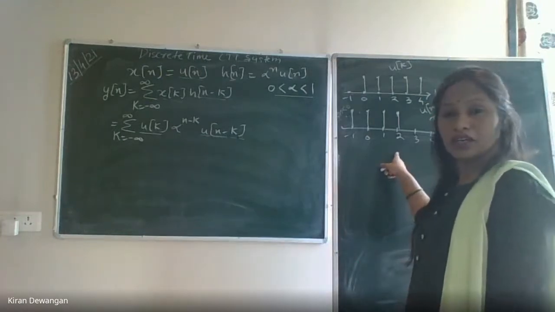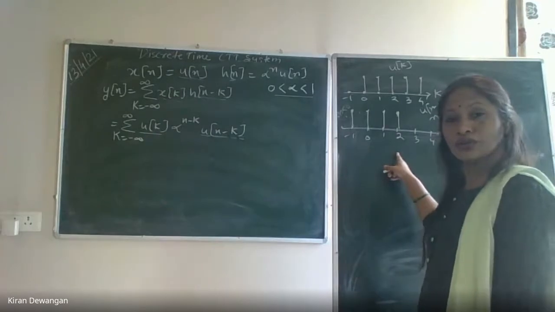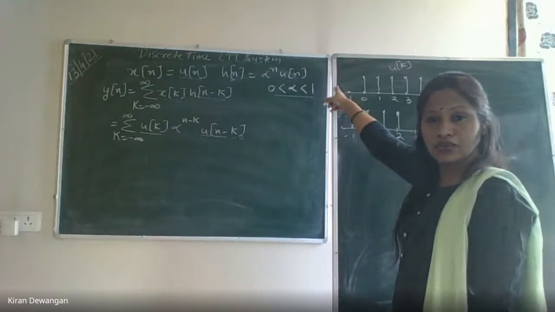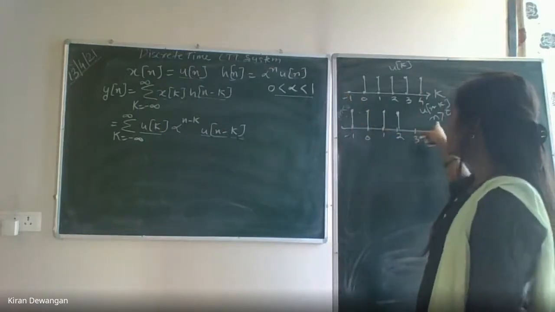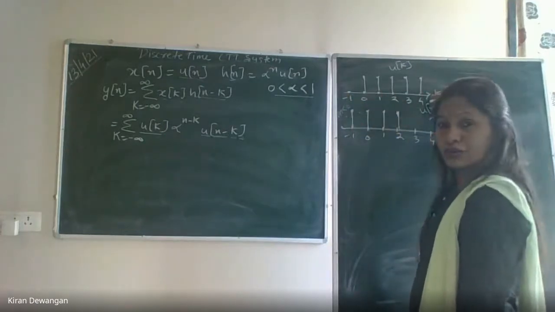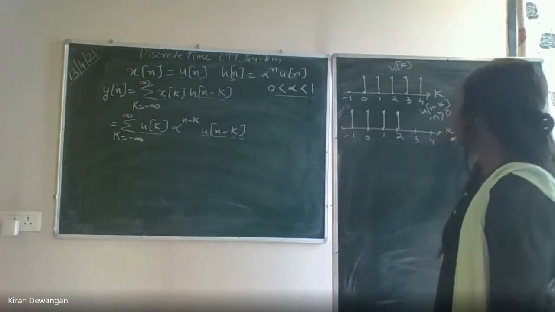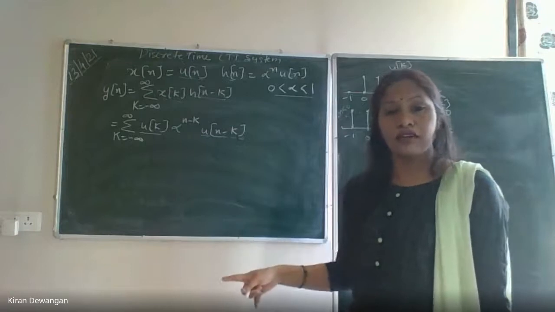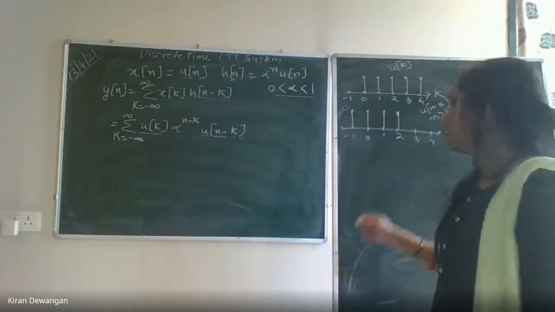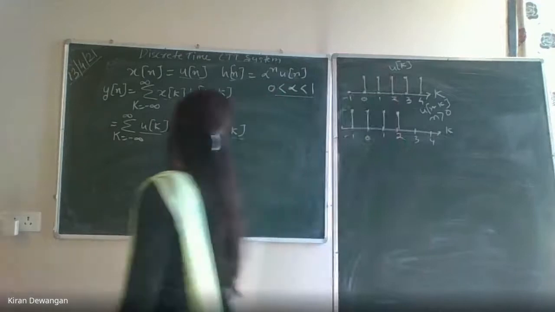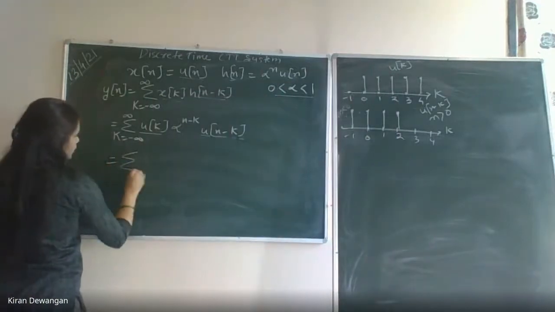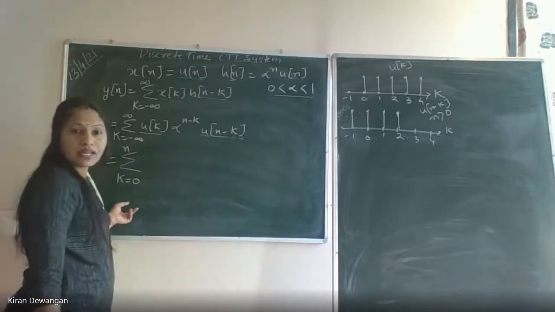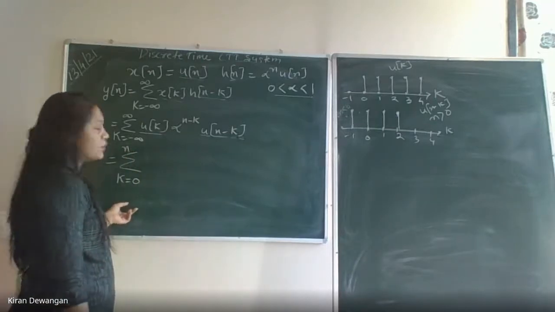Summation का range. K range will be from 0, 0 से start होगा, because before 0 here it is completely 0. ठीक है? And after 0 we have the values of uk, and we have the value of un minus k till कहाँ तक है value? Only till n. So the range will be only in between k 0 to n. ठीक है? The range will be in between only 0 to n.